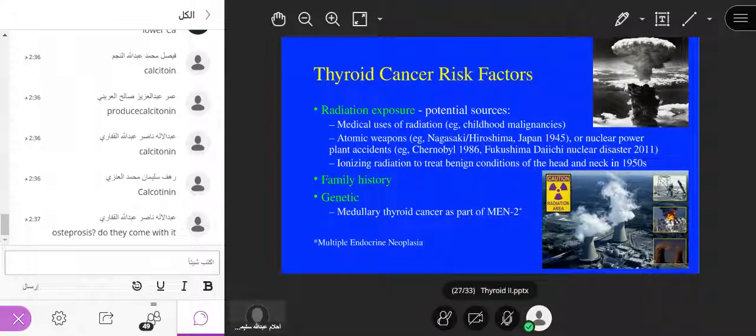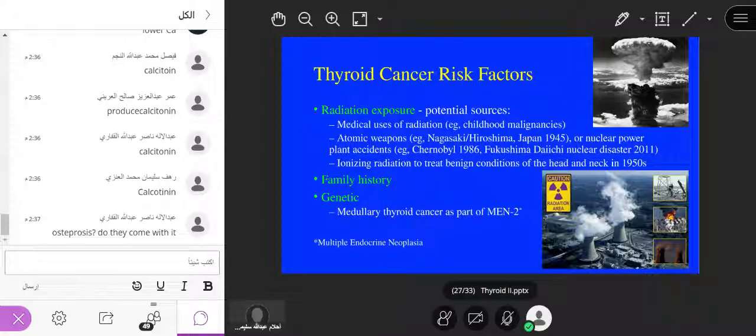What increases the risk of thyroid cancer? Radiation is a potential source, especially if it's used for medical purposes, like in childhood malignancy. If a child or teenager comes to me with a thyroid nodule and there is a history of leukemia and radiation, or even a brain tumor and a history of radiation, I take that as highly suspicious for thyroid cancer.